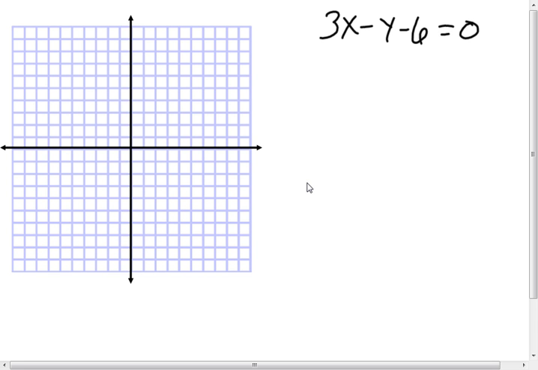We're going to look at two different methods of graphing a linear equation. The first method is using the x and y intercept. We have a linear equation at the top of the screen, and we're going to use the x and y intercept. So in this method, for the x-intercept, we're going to let y equal 0, plug it into our equation, and solve for x.